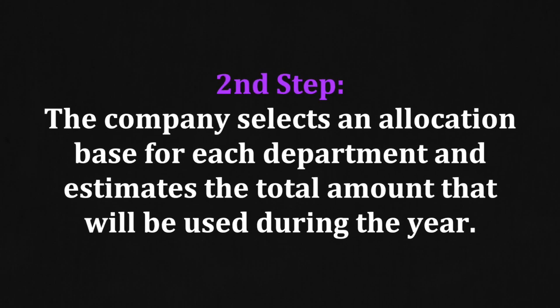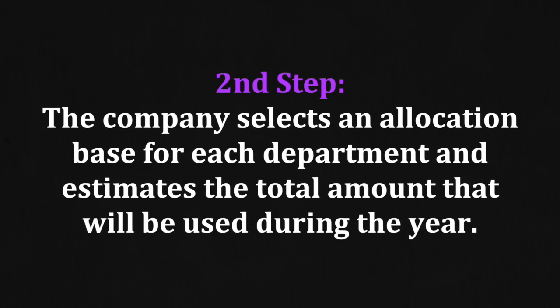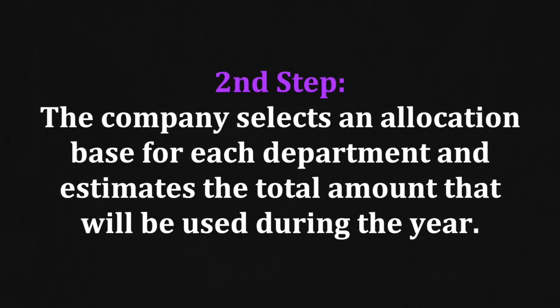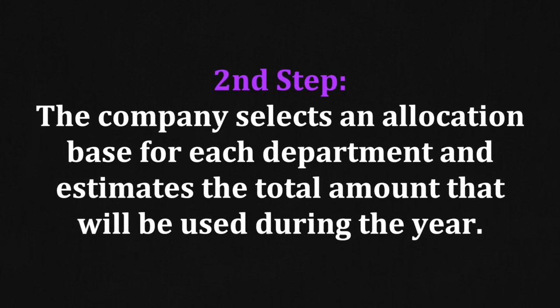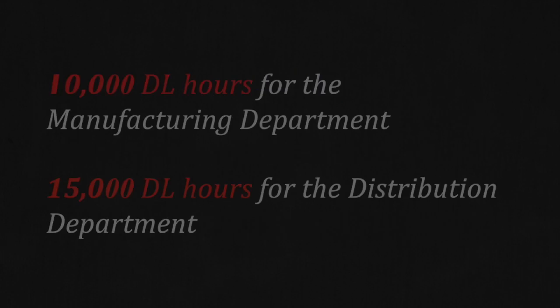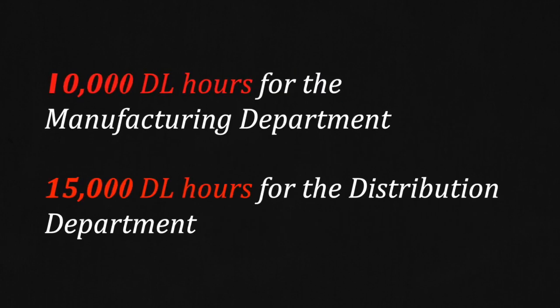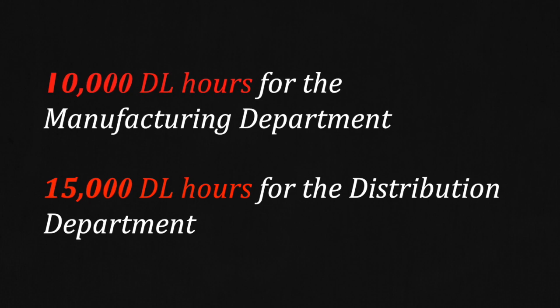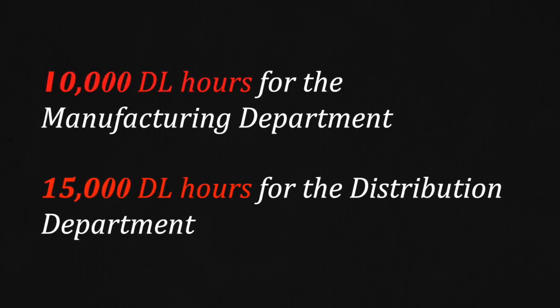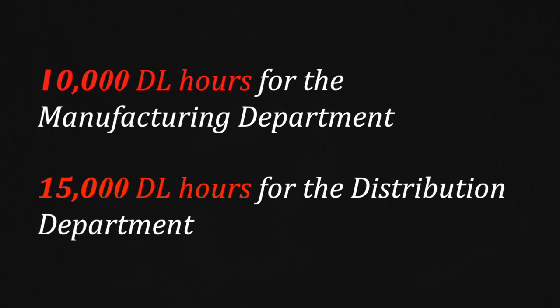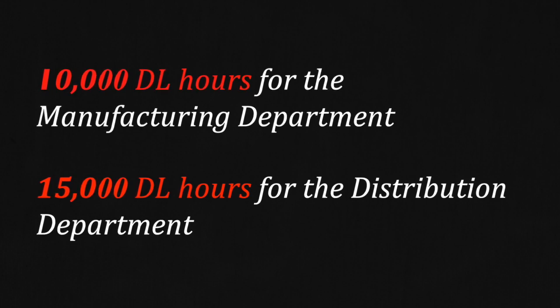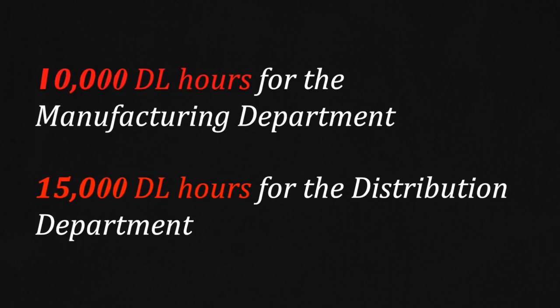After finding the departmental overhead cost pool, we go on to our second step, which is the company selects an allocation base for each department and estimates the total amount that will be used during the year. The allocation base is how many direct labor hours each department is putting into the product. In this case, 10,000 direct labor hours for the manufacturing department, 15,000 direct labor hours for the distribution department.